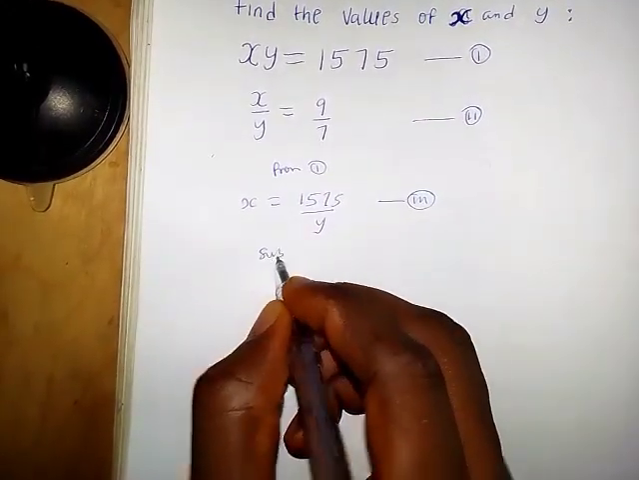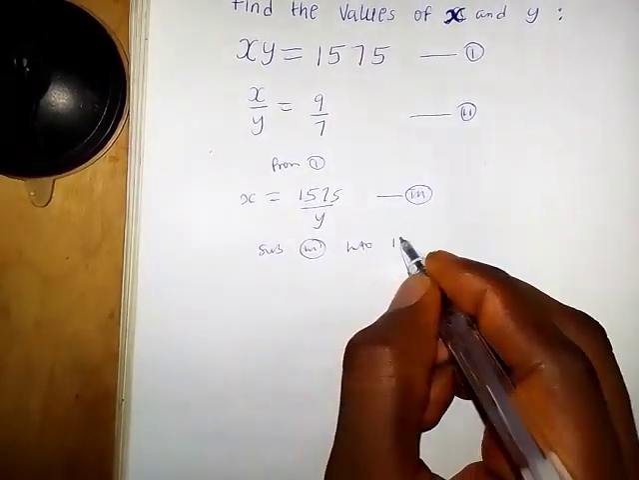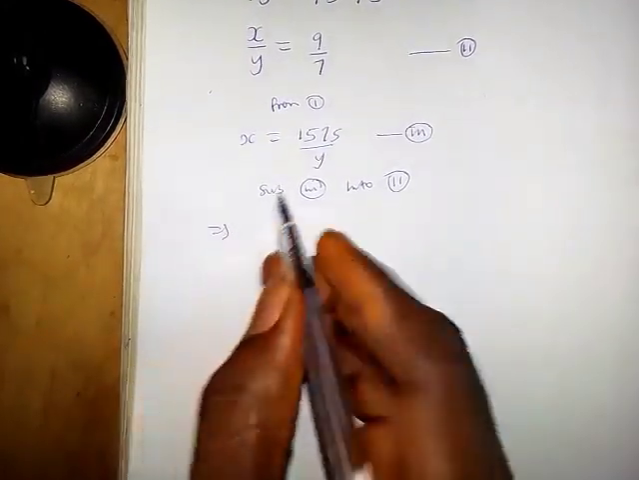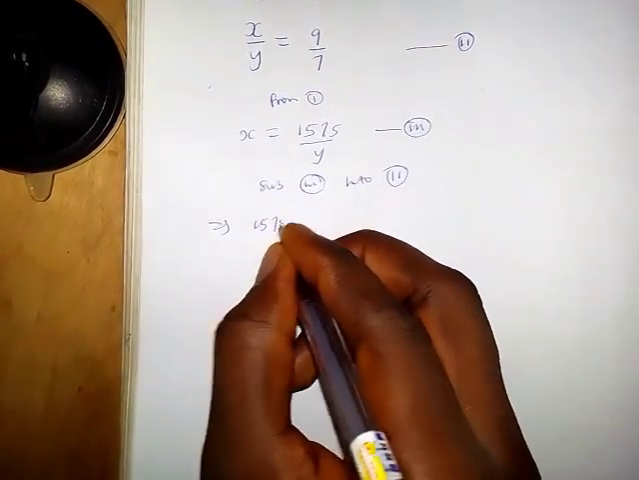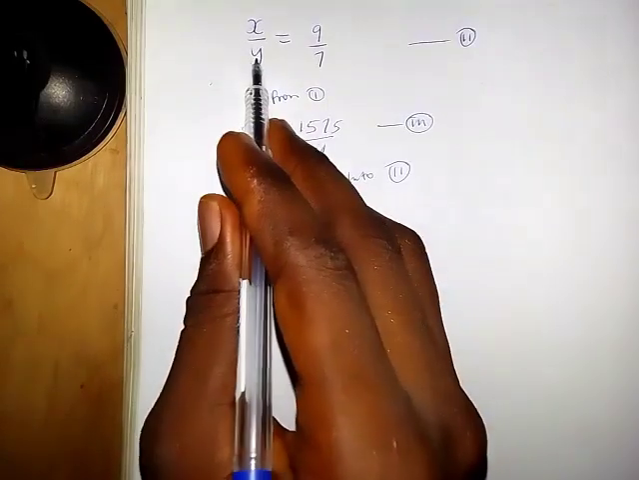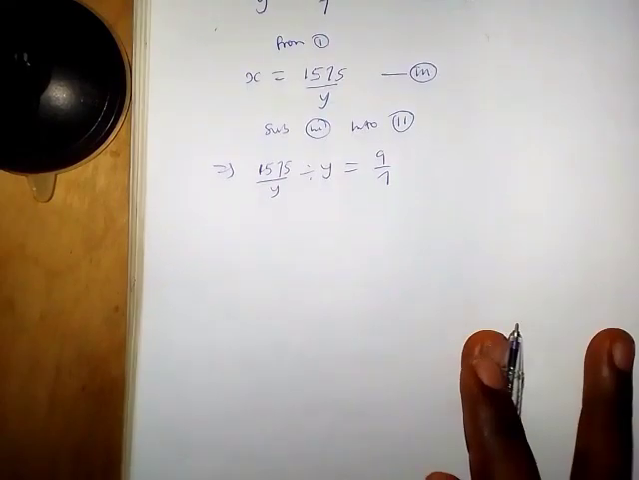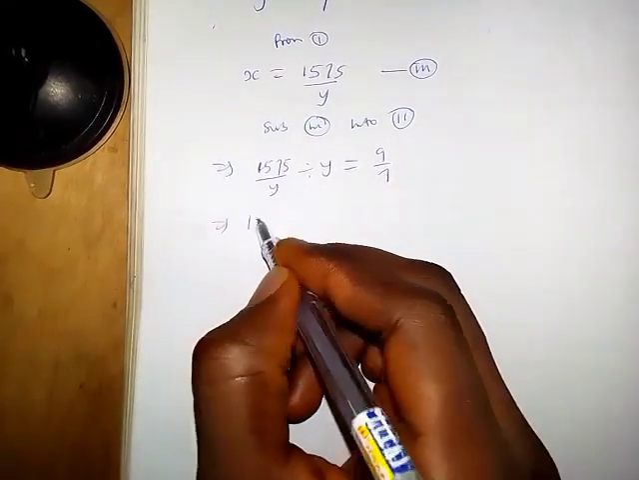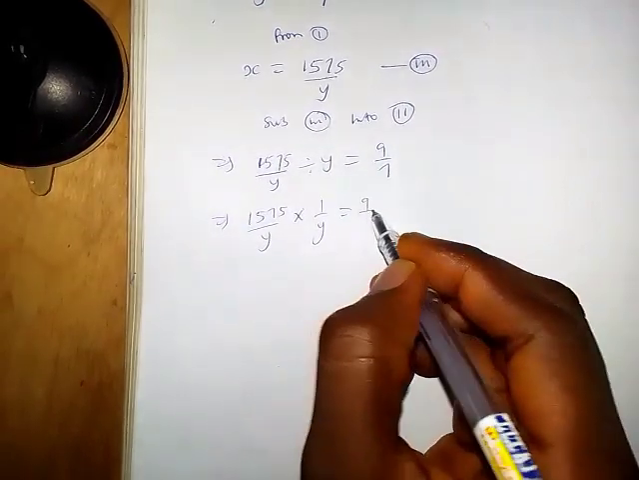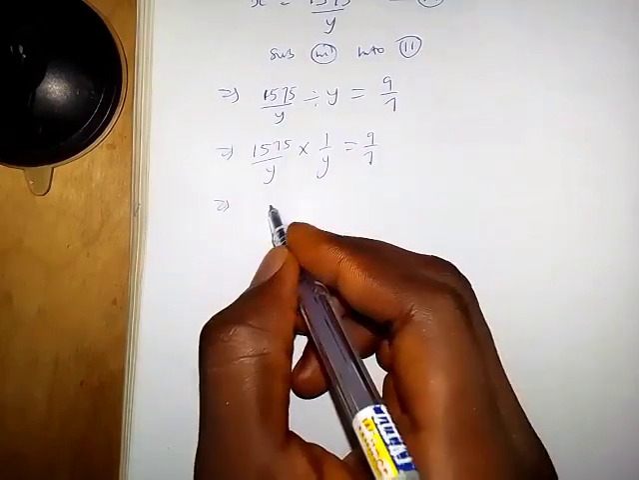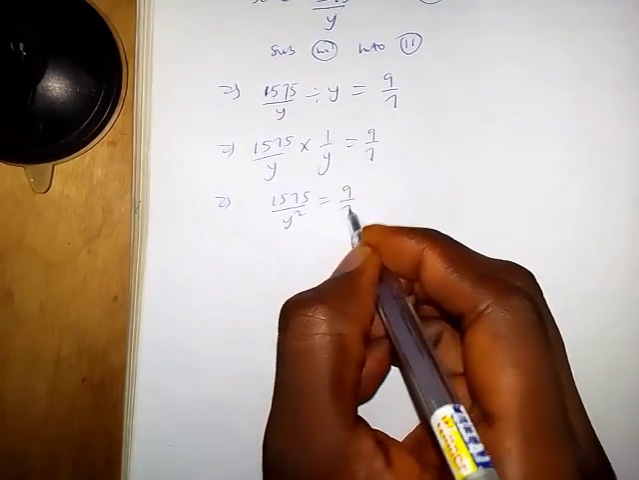Now let's substitute equation 3 into equation 2. So this implies that in place of x, we just input 1575 over y, divided by y, which is simply equal to 9 over 7. Which also implies that 1575 over y times 1 over y equals 9 over 7. So we have 1575 over y times y, that is y squared, equals 9 over 7.